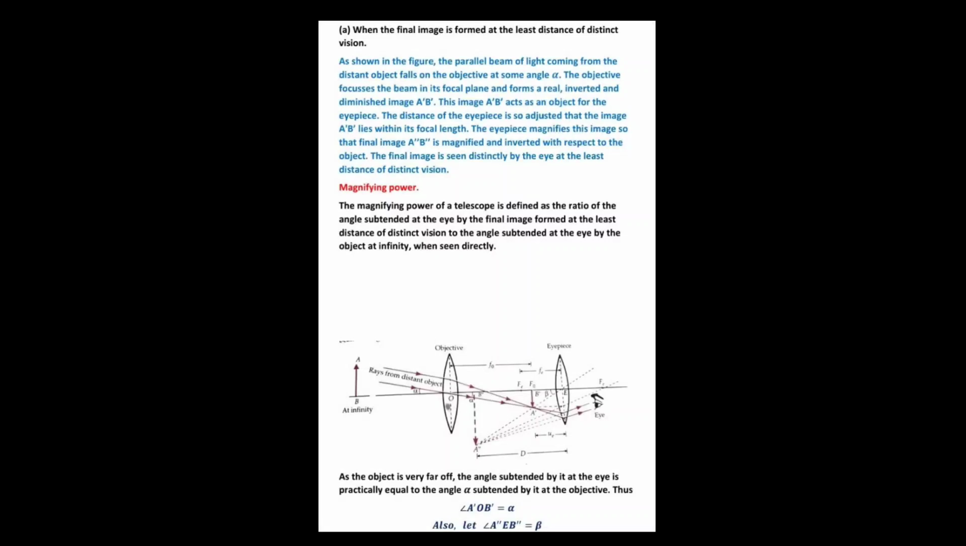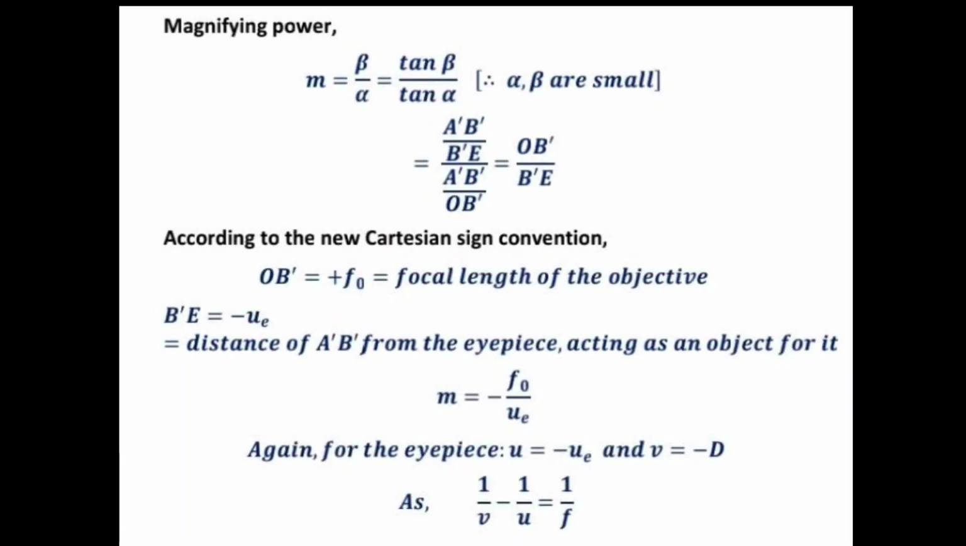when seen directly. So in the diagram we make the angle alpha and the angle beta. So angle alpha is the angle A' O B', and the angle beta is the angle A'' E B''. As the object is very far off, the angle subtended by it at the eye is practically equal to the angle alpha subtended by it at the objective. Now we are doing the mathematical calculation to calculate the magnifying power. Put the value m is equal to beta upon alpha.